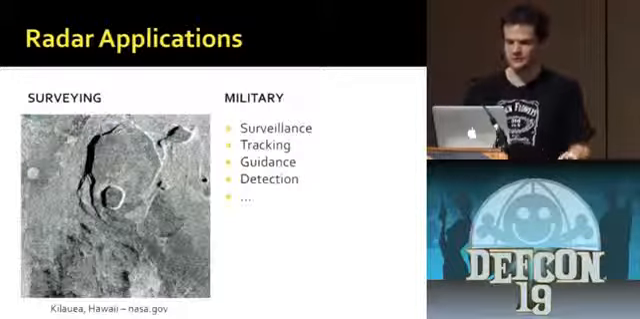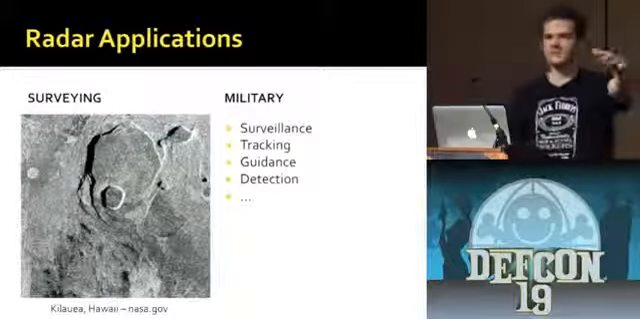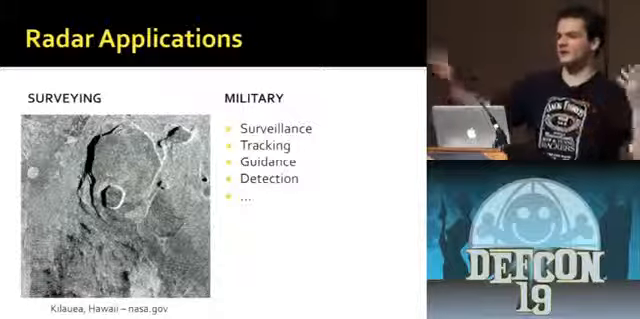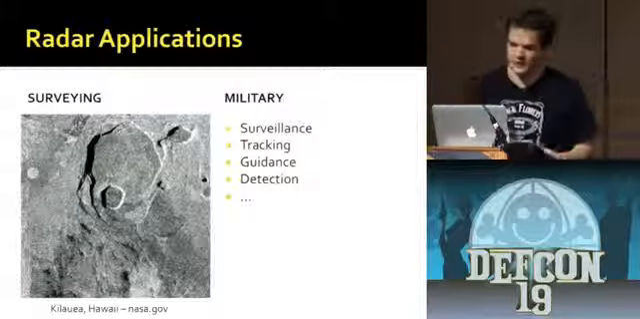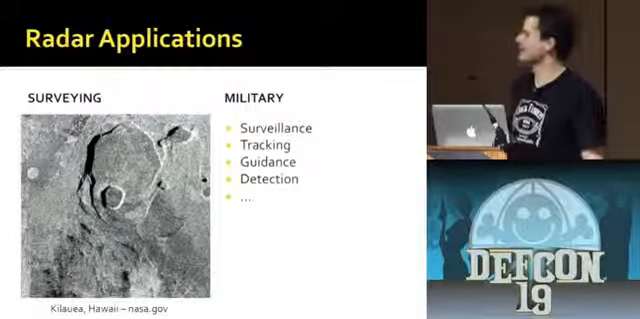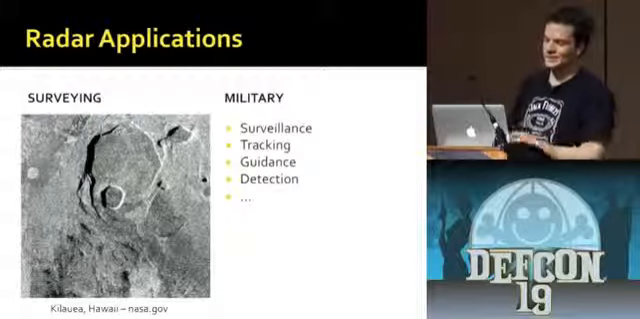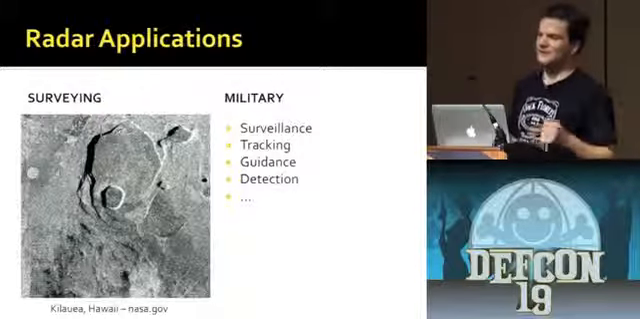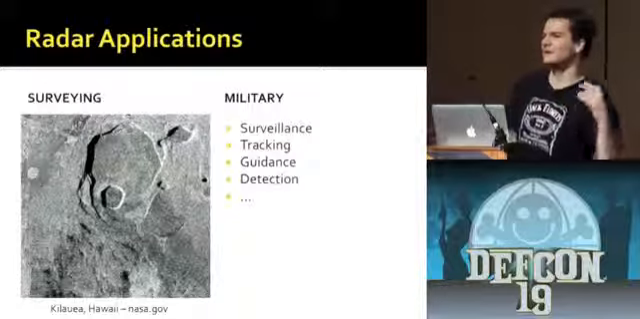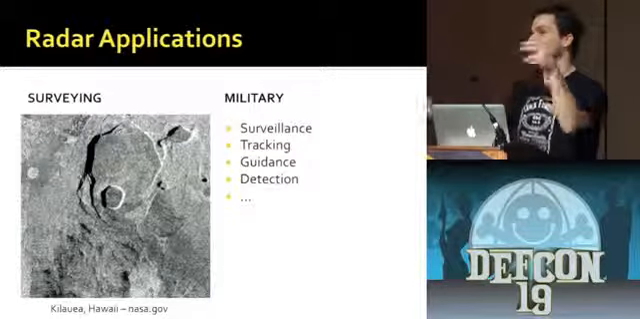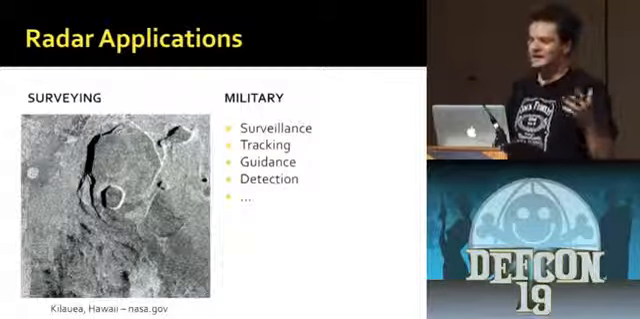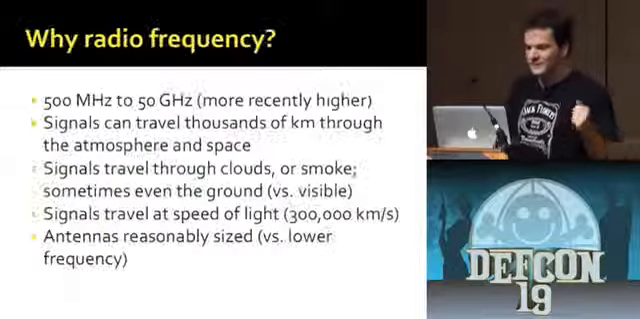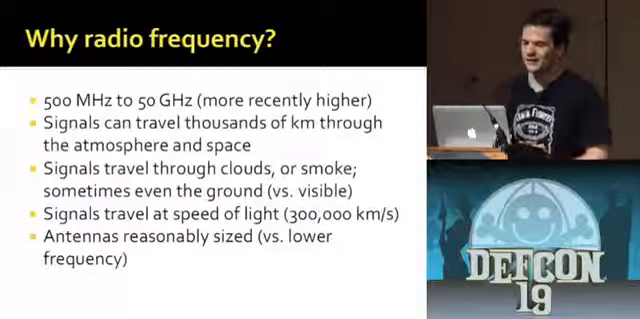It's used for surveying applications, so you can fly a plane over some terrain and get a 3D image of what the terrain looks like. That's pretty useful. And the military uses it for practically everything. They love radar. It's hard to get good examples, but pretty much any system that involves shooting something somewhere, or looking at something, or anything they might want to do is going to use some sort of radar system. And like I said, it's hard to get good examples. So why radio frequency?